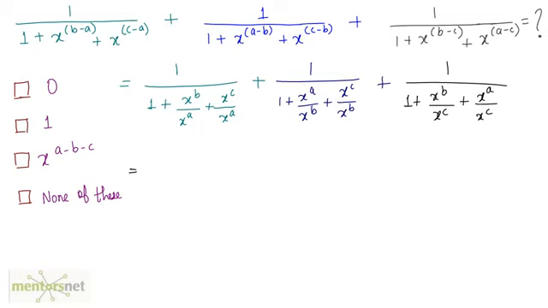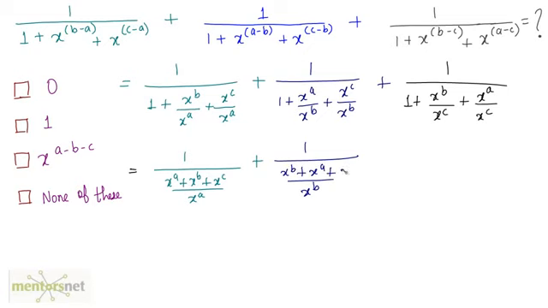This is equal to, again, the first part I have 1 upon, taking the LCM of the denominator, which will be x raised to power a, so this is x raised to power a plus x raised to power b plus x raised to power c, plus the second part now 1 upon, I have in the denominator x raised to power b, then x raised to power b plus x raised to power a plus x raised to power c, plus the third part now, again 1 upon, in the denominator of the denominator I have x raised to power c, and in the numerator of the denominator I have x raised to power c plus x raised to power b plus x raised to power a. So these denominators go up.